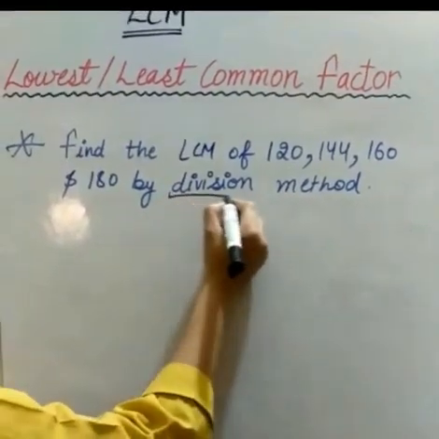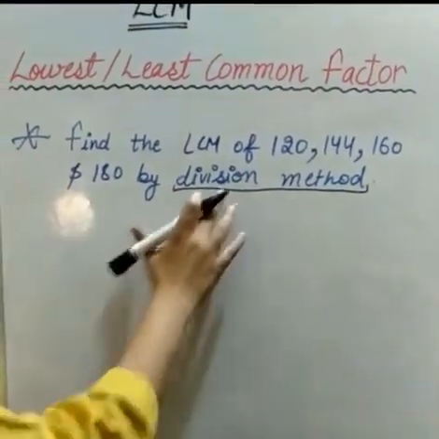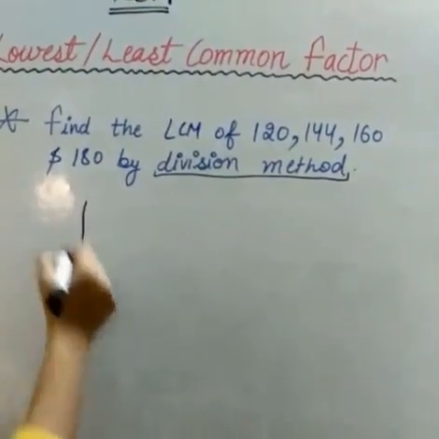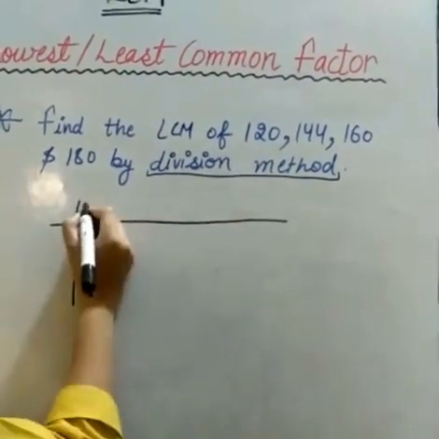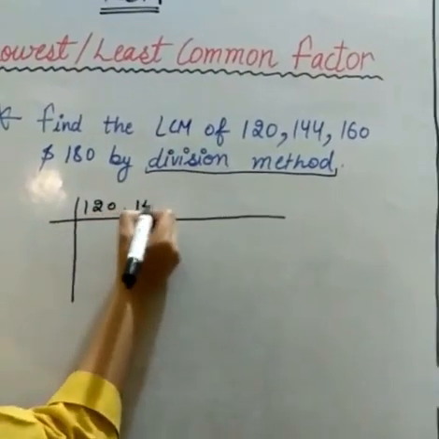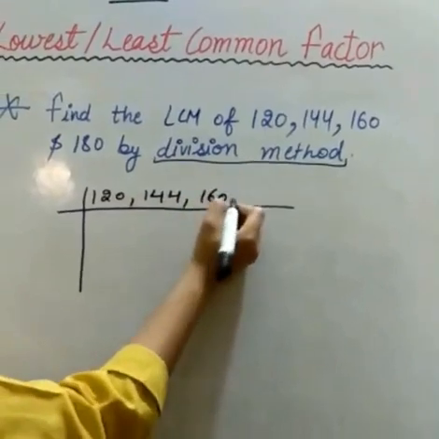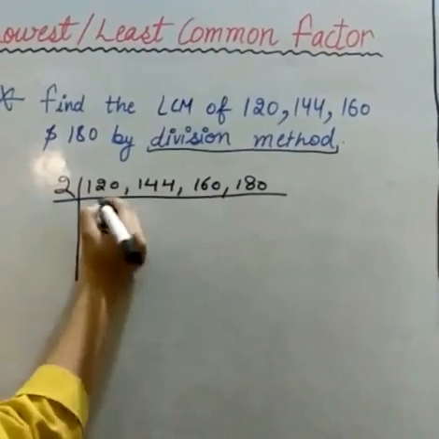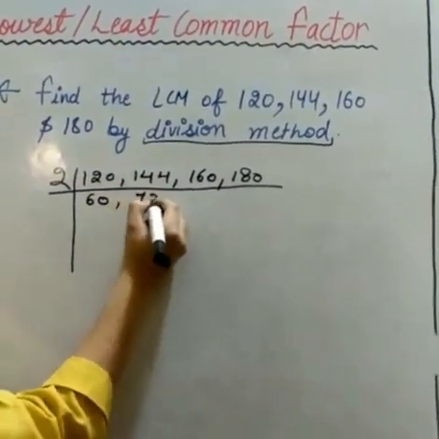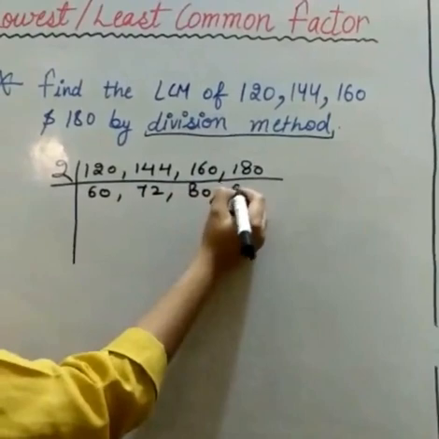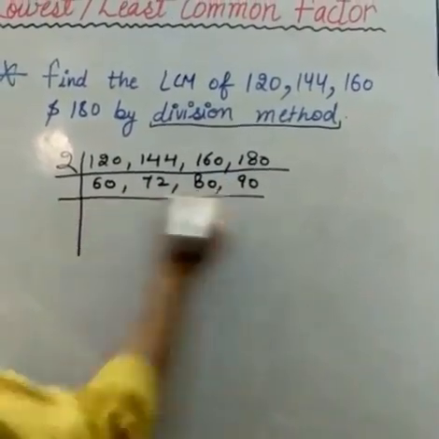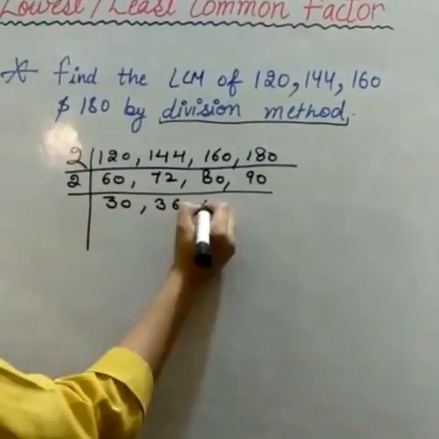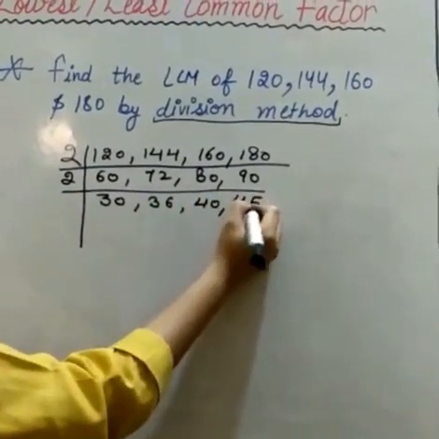This is the second method, also called shortcut method. So what do we have to do with this method? We have to find out the LCM of these 4 numbers. So firstly, arrange these numbers in a row and separate them with commas. So all are even numbers, which means they are divisible by 2. So here 60 will come, here 72, 80 and 90. Again, they are divisible by 2. Here 30 will come, here 36 will come, 40 will come and here 45.